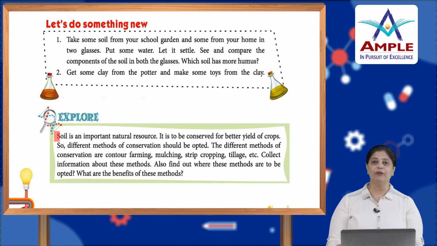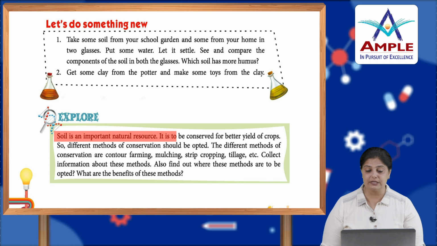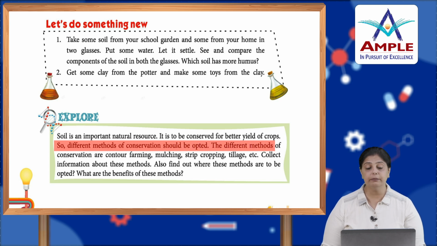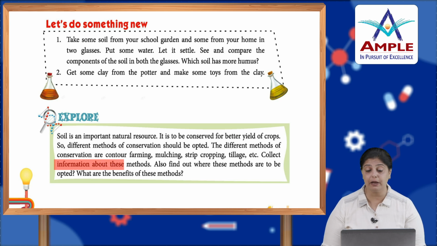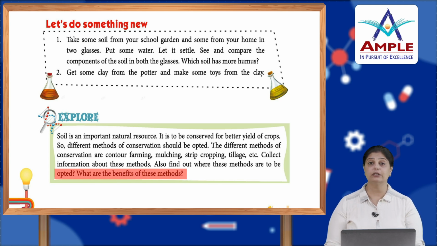Now explore. Soil is an important natural resource. It is to be conserved for better yield of crops, so different methods of conservation should be opted. The different methods of conservation are contour farming, mulching, strip cropping, tillage, etc. Collect information about these methods. These are different methods by which cropping can be done and conservation can be done. Also find out where these methods are to be opted, and what are the benefits of these methods.